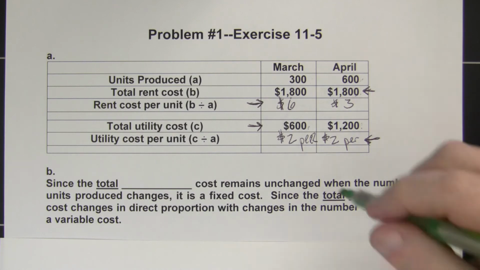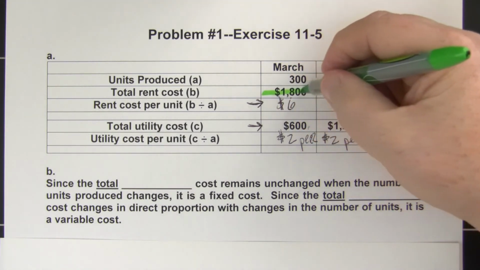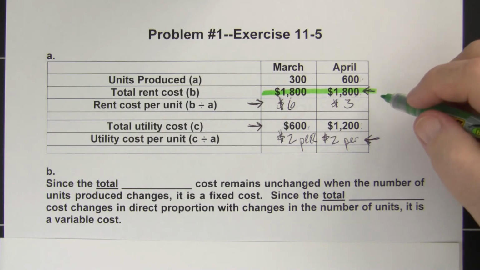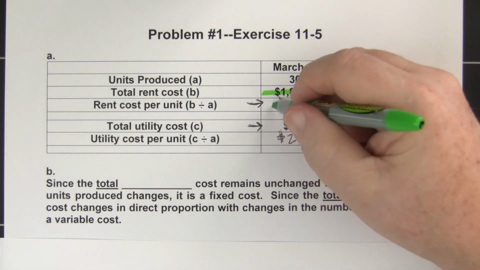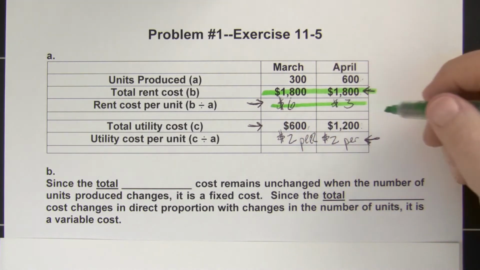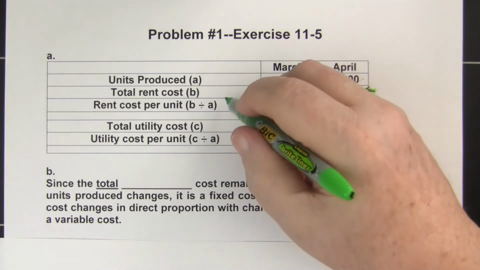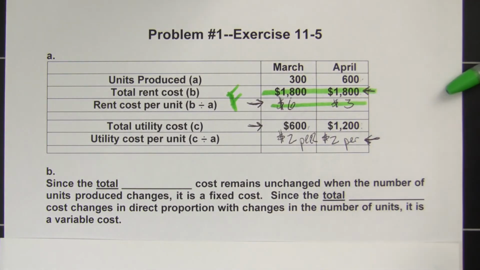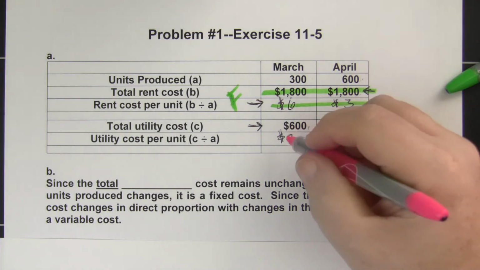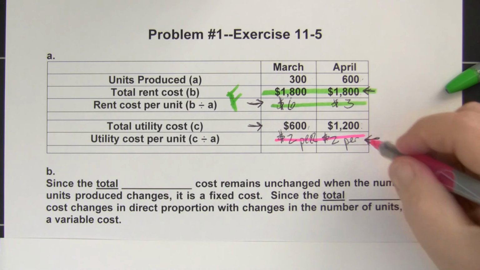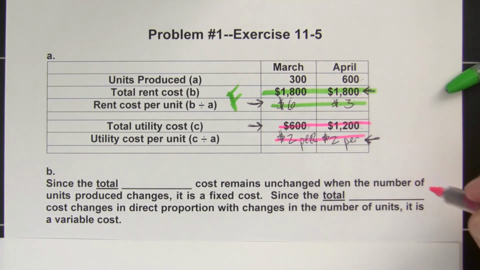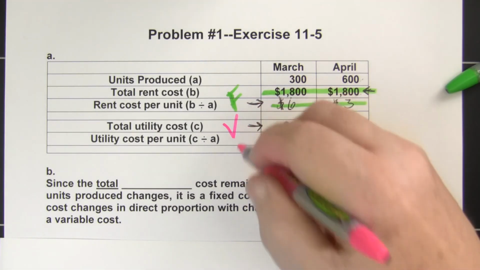So we now can answer these questions. The rent cost total is $1,800, so it stays fixed at the total level and varies at the unit level. Therefore, that's a fixed cost. And the utility cost stays constant at the unit level, $2 per unit, but varies in total. That's a variable cost.